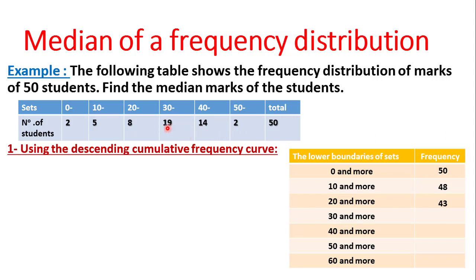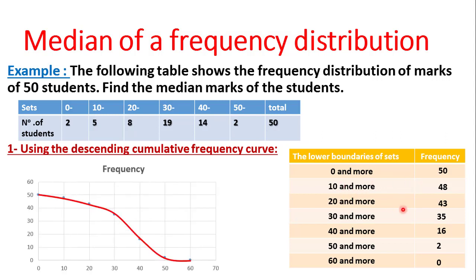30 and more, 19 plus 14 plus 2, it will be 35. Then 40 and more, I start from 14 and 2 only. 14 plus 2 is 16. Then 50 and more, it will be 2. And finally 60 and more, there are no numbers greater than 60, so 0. Okay, in the same way, we have points 0 with 50, 10 with 48, 20 with 43. I'll draw the descending cumulative curve.